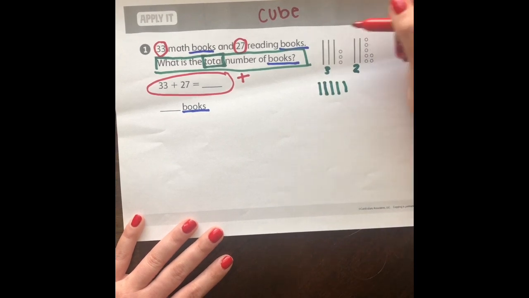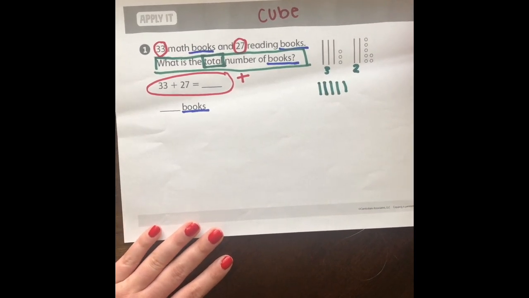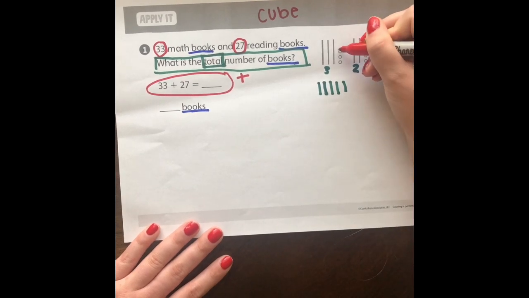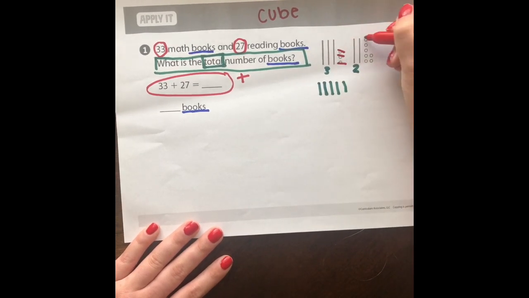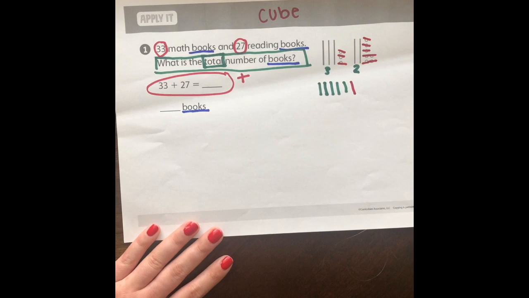So we have 10 ones. And what do we know about ones? We know that 10 of them equal 1 ten. So 1, 2, 3, 4, 5, 6, 7, 8, 9, 10. We can now add that new 10 there because we just regrouped those.